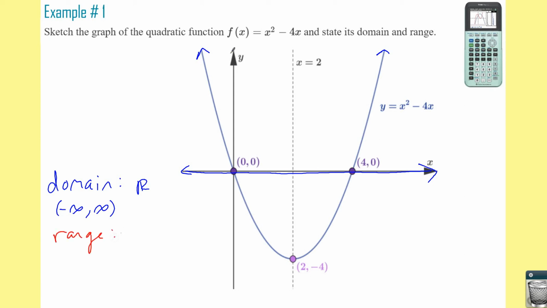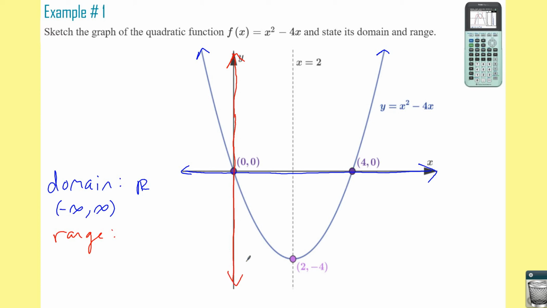So here your range, you're looking at your y's. Oh, my line was a little off there, and it's still a little off. What am I doing? I'm just tracing my screen. Okay, that wasn't my fault.